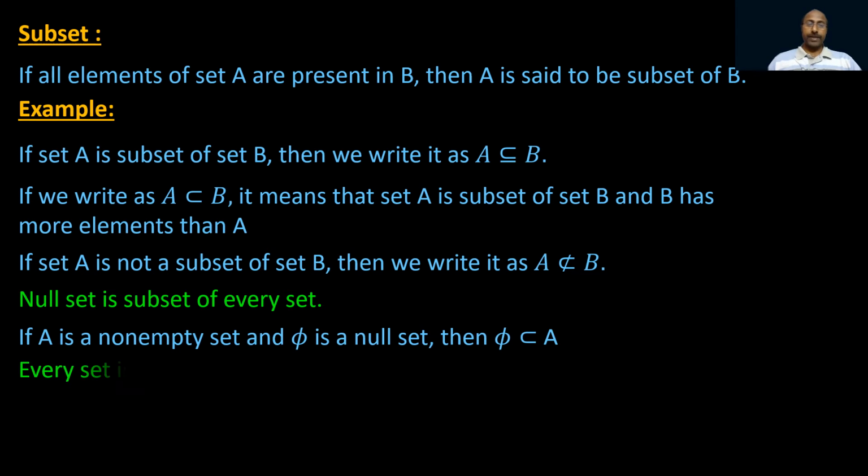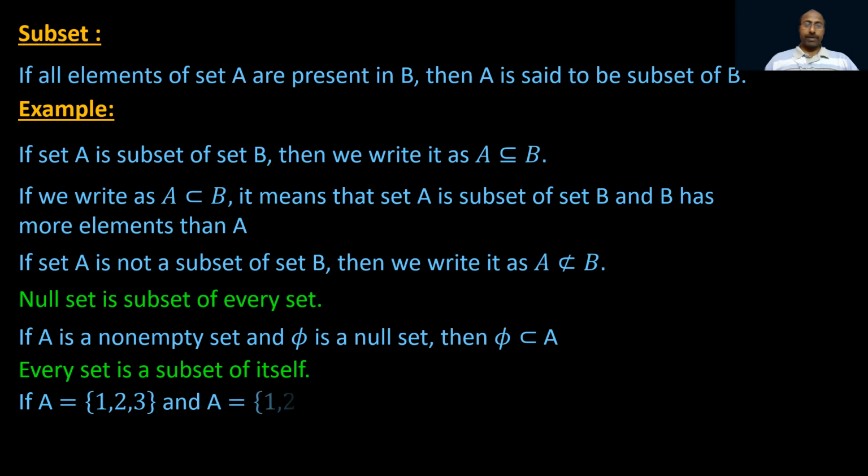Every set is a subset of itself also. For example, if A is equal to the set of 1 to 3, and again we take A equal to 1 to 3, all elements of set A are present in itself. So we can write A is a subset of itself. So A ⊆ A.